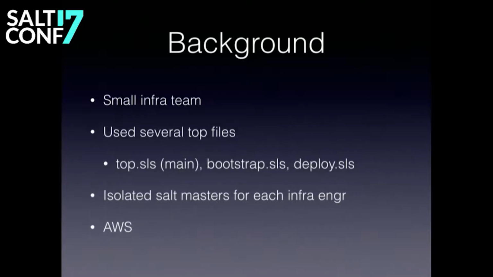So the background of this previous company, we had a small team. When I left, it was about 60 engineers and 3 infrastructure engineers to cover all of the code that we needed to deploy, manage, et cetera. We used several top files to do kind of overall orchestration. And these top files obviously have the normal high state. But then we had another one called bootstrap, and this would bring the system up into a standard state.